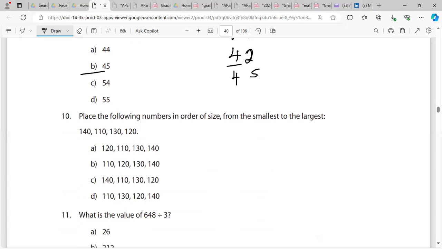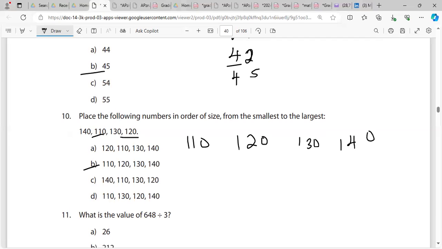All right, number 10 says, place the following numbers in order of size from the smallest to the largest. So we can look at it. The smallest would be 110. After 110, we have 120, 130, and 140. So it starts with 110, so this will be our answer, B.